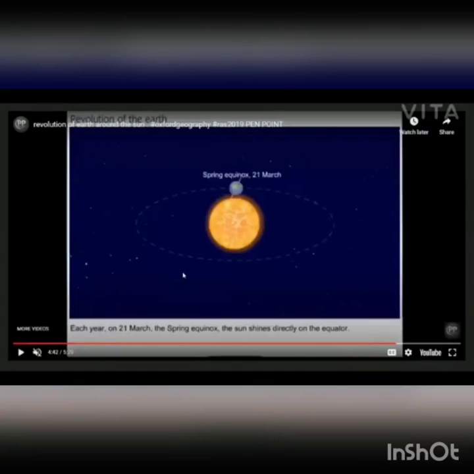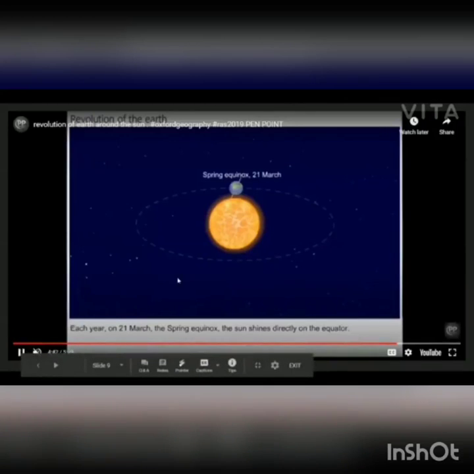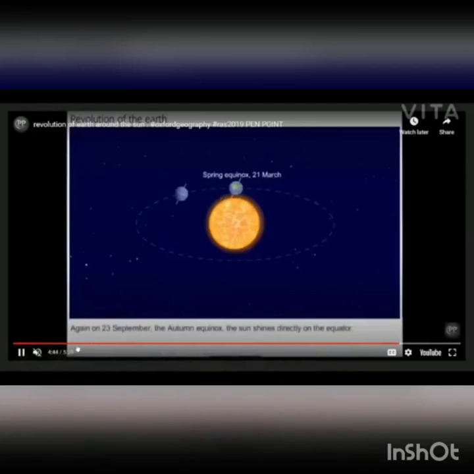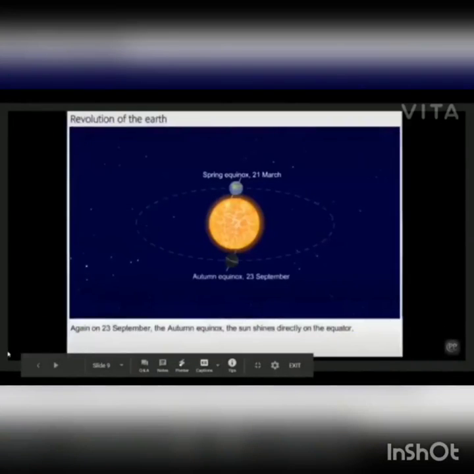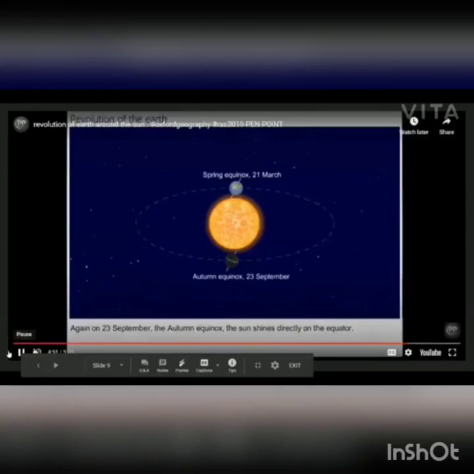Each year on 21st March, the spring equinox, the Sun shines directly on the equator. Again on 23rd September, the autumn equinox, the Sun shines directly on the equator.